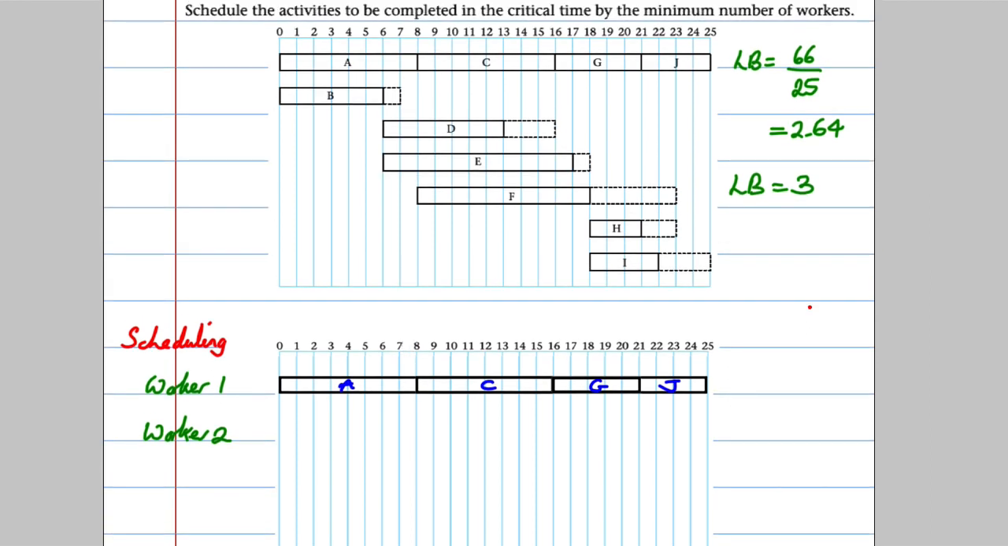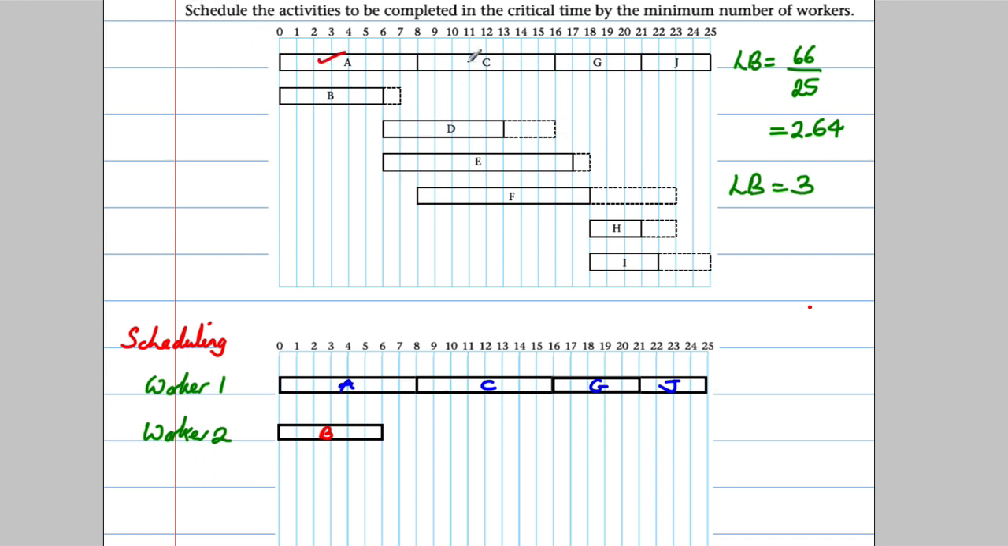So let's do B. Let's put B between 0 and 6. Why not? There's nothing. So B goes between 0 and 6. That makes sense to try that. Now D, E, F, H or I could go next, any one of these. I'm thinking it's probably best to do D because I think F might seemingly fit after that. So I'm going to do D next.